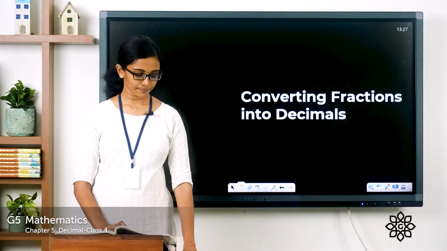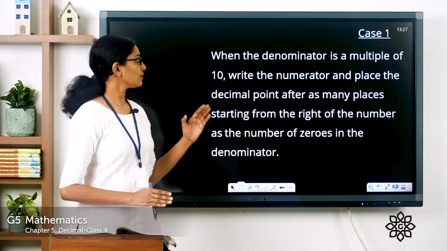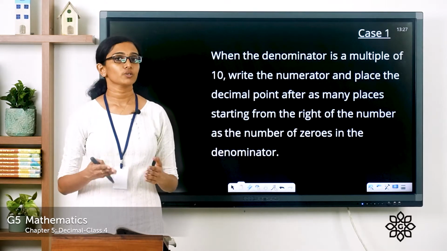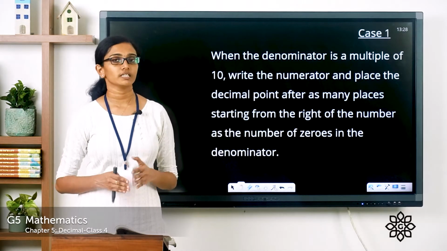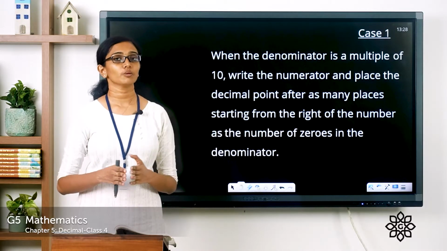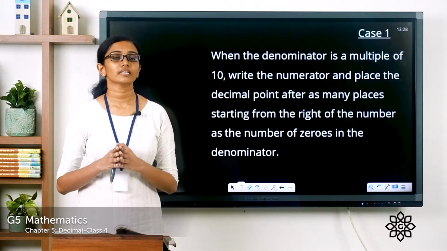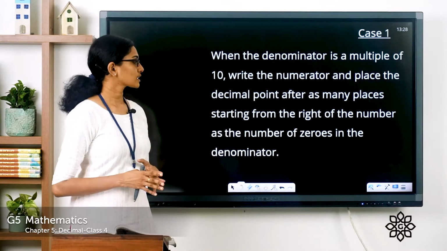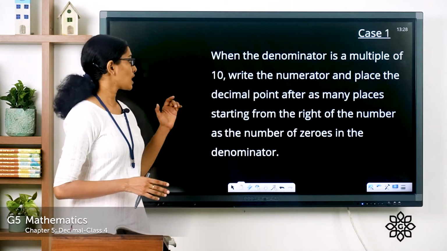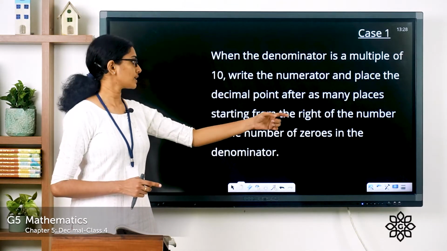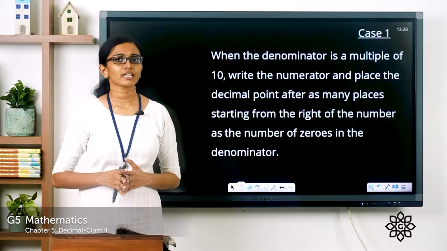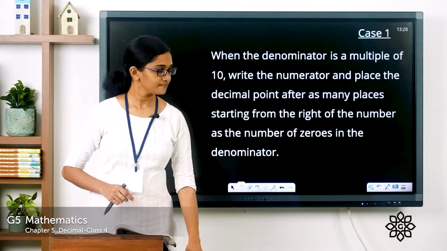Let's see case 1. In case 1, you have the denominator, which is a multiple of 10. Like when you say 3 by 10, 2 by 10, 7 by 10, 3 by 100, 5 by 100. You have the denominator, which is a multiple of 10. In that case, you have to place the decimal point after as many places starting from the right of the given number as the number of zeros in the denominator. Let me make it more clear to you with an example.